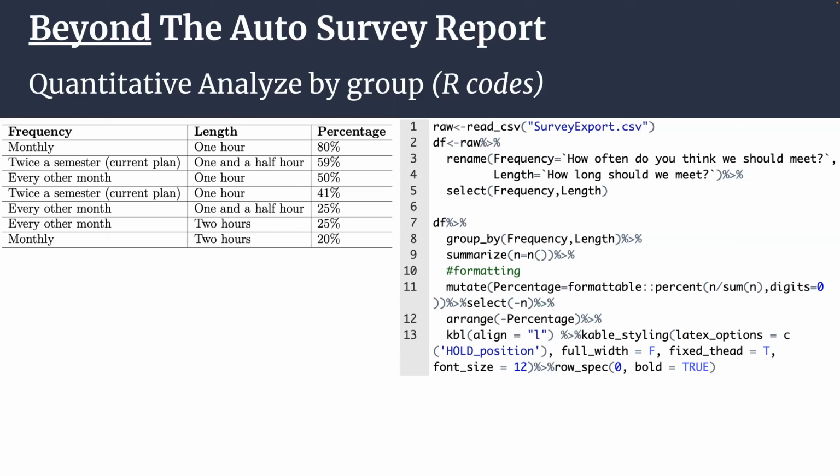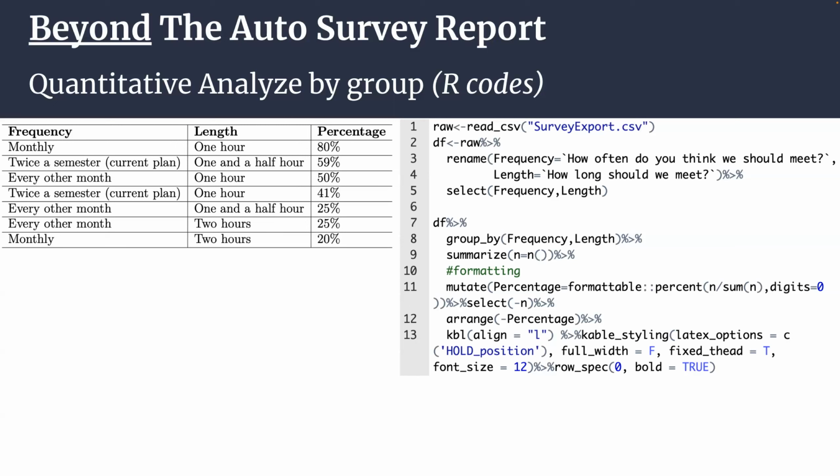The last few lines here are just to format the results for a cleaner presentation. The result is nicely formatted as a table with the percentages showing in descending order. This arrange is just to sort by this percentage column. And then we use this kable and kable styling function to enhance the appearance, making it more visually appealing as a table when you print it out in, say, a PDF format.